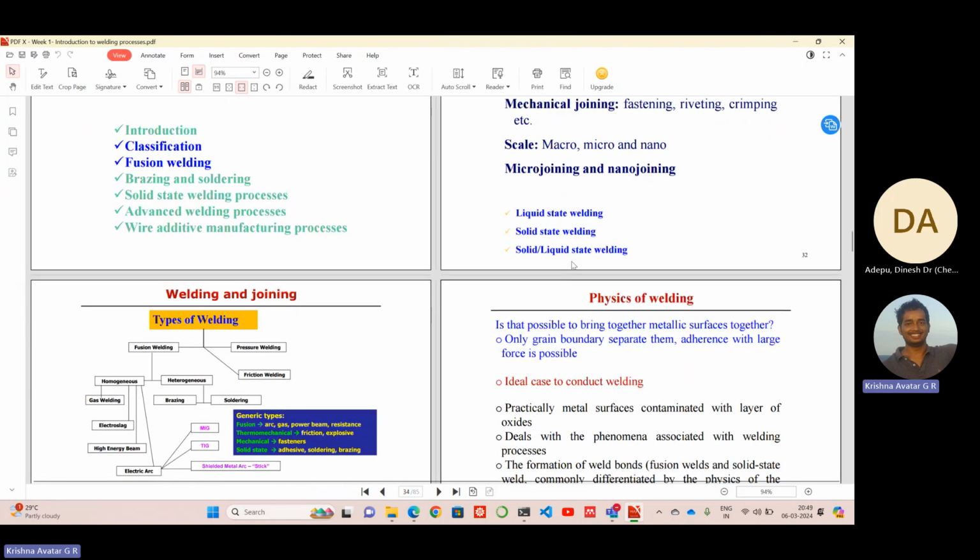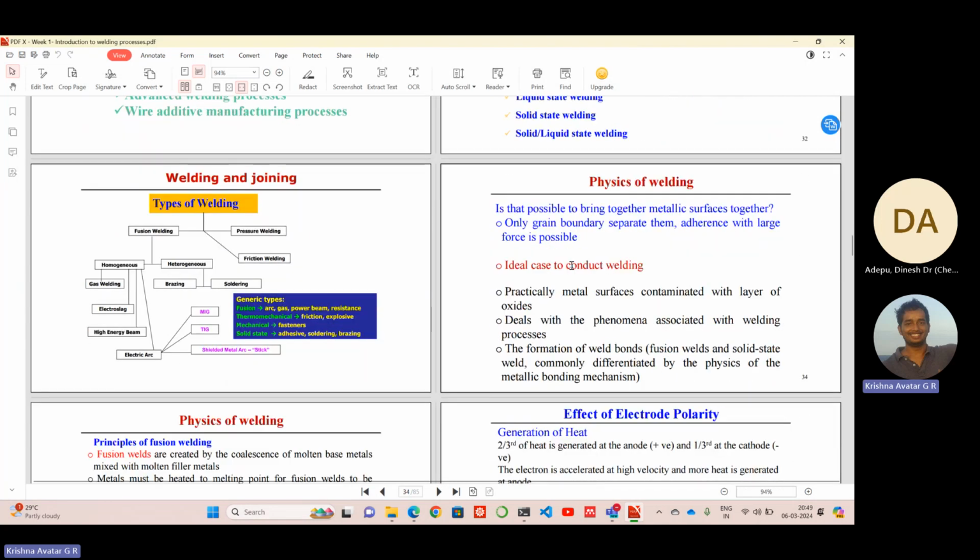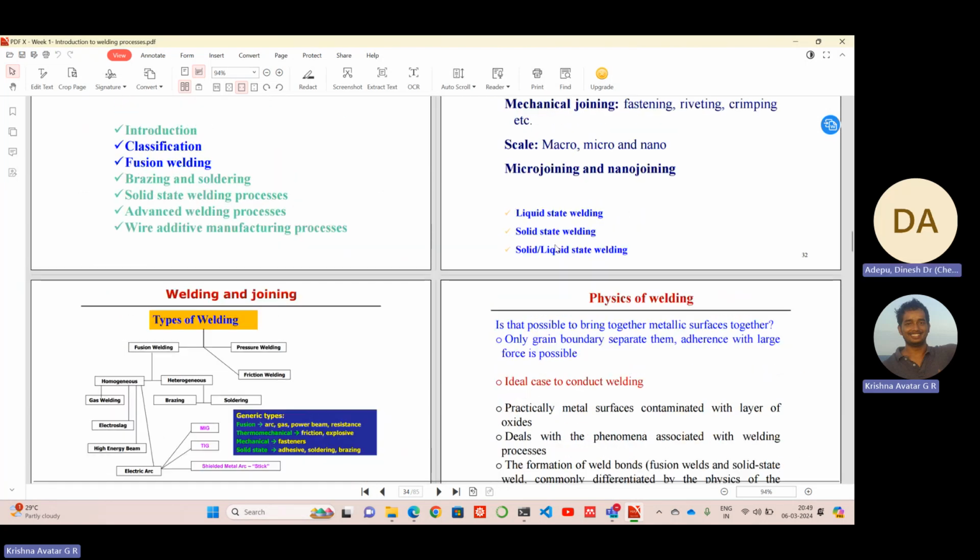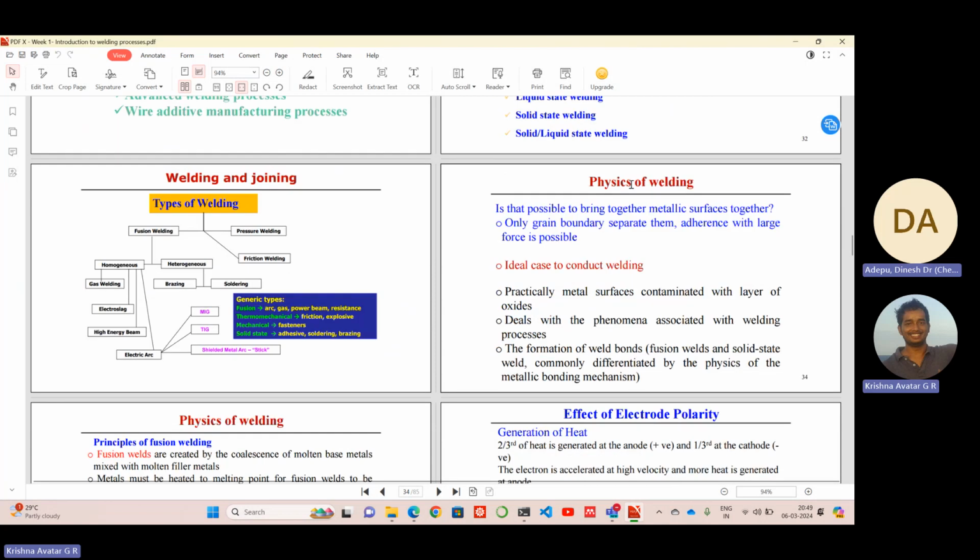So what we need is some workpiece and some material which has to be melted. That is essentially the goal in welding, that we have to melt something, and it has to be at the interface, right? So that two surfaces can adjoin. That is ultimately the physics of welding. So only grain boundaries separate them, but they are held together with large force.